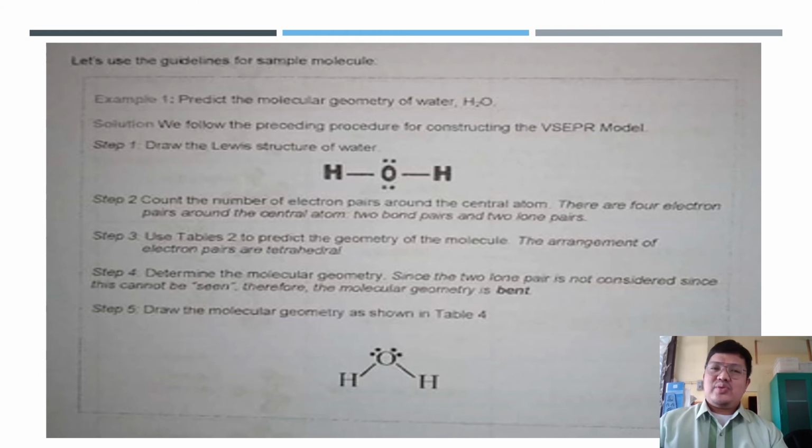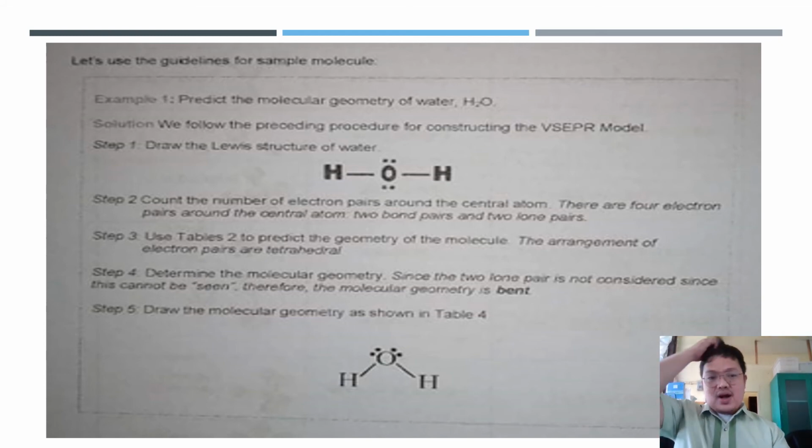Now, as you can see on your screen, we now have the example. This example was obtained from your modules. So let us try to see and use the VSEPR model in order to predict the geometry of the molecule. So we have here example number 1 only. So you are going to predict the molecular geometry of water, which is H2O. So here is the solution. We follow the preceding procedure for constructing the VSEPR model.